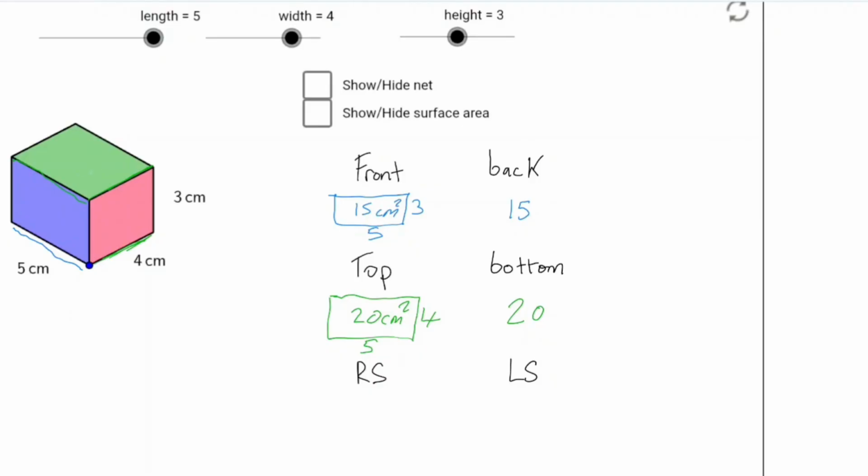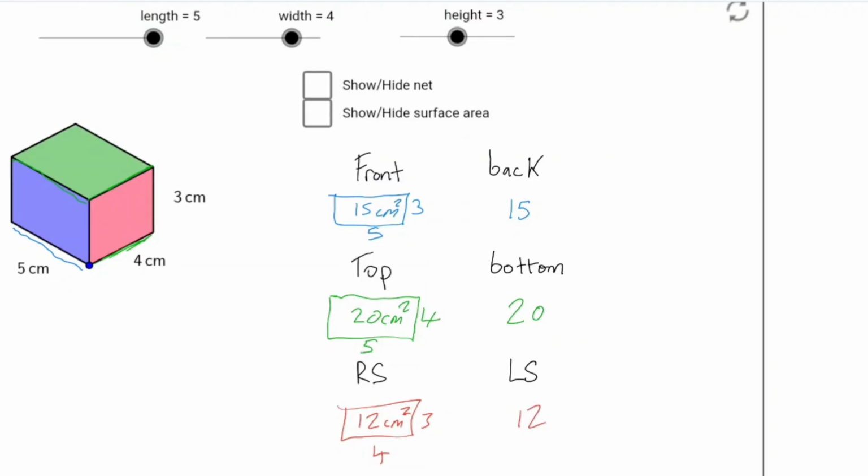On the right side, let's do that in red. The right side is 4 by 3, as we can see here. So 4 times 3 is 12 centimeters squared. So the right side is 12, the left side is 12.